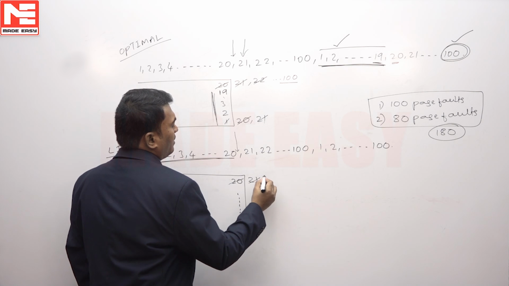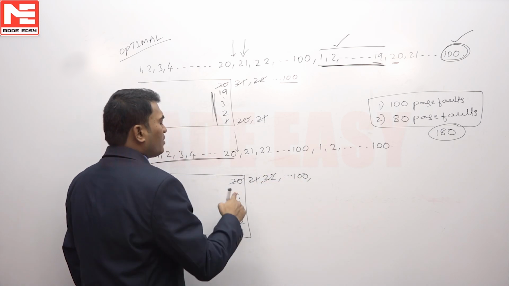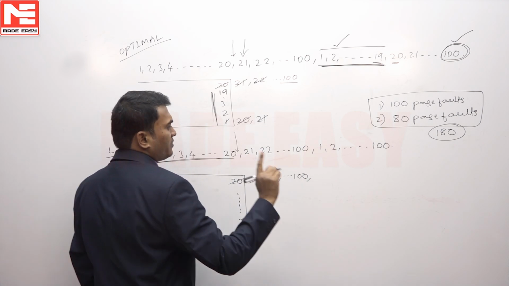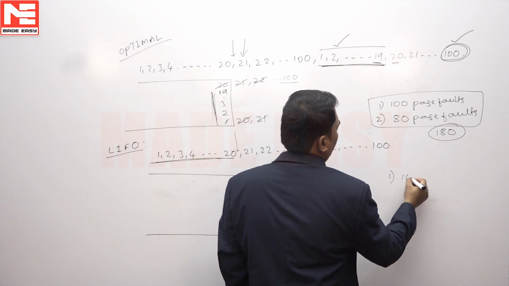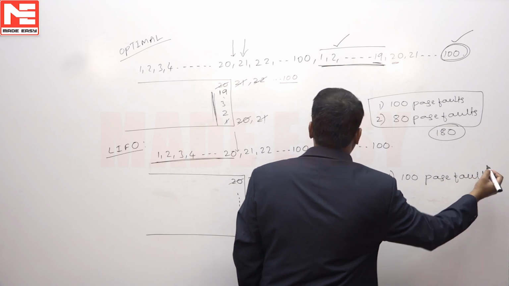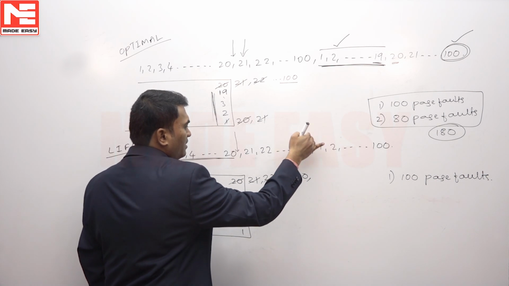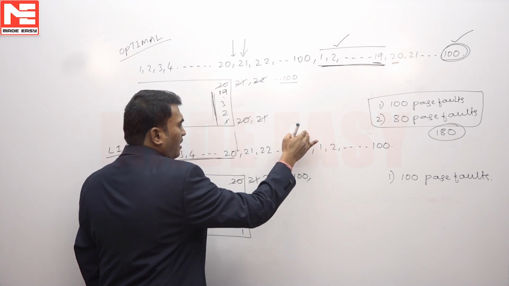You replace 21, 22, and now you replace, keep on to 100. So 100 will be page faults anyway. Now look at it in the first session: you are having 100 page faults.